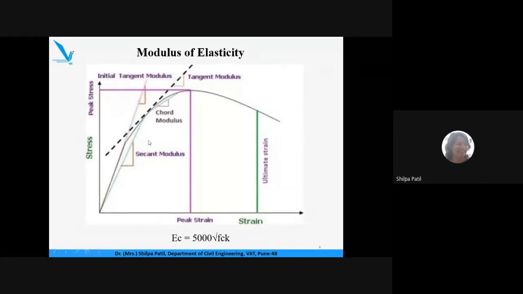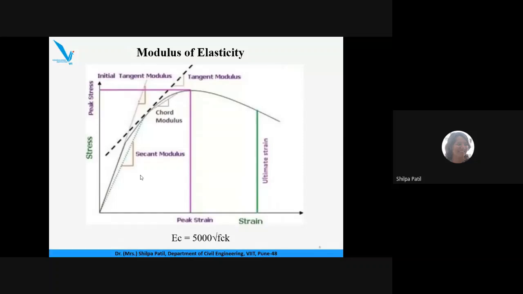Okay, and there is the third method in which we consider any particular point and we join that particular point with the origin. We get a straight line and we find out its slope. This is called the secant modulus. Okay, for the design purpose, the value of the modulus of elasticity is always calculated based on the secant modulus. So we join the origin and any particular point on the curve, and we find out the slope of that particular line.